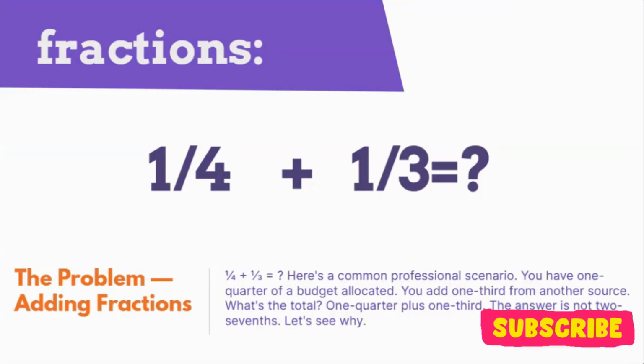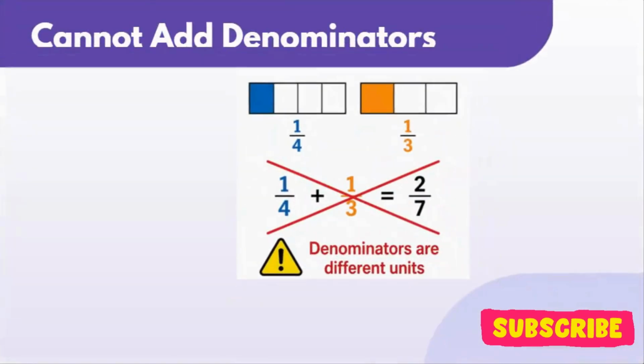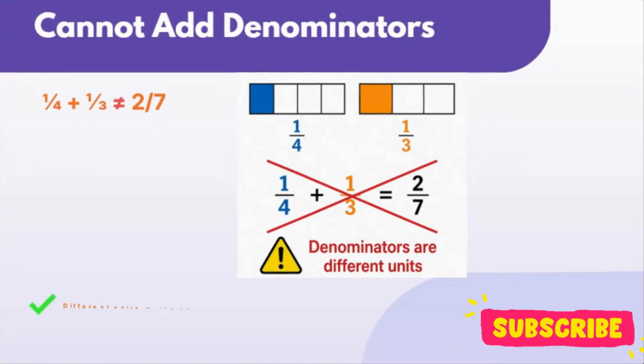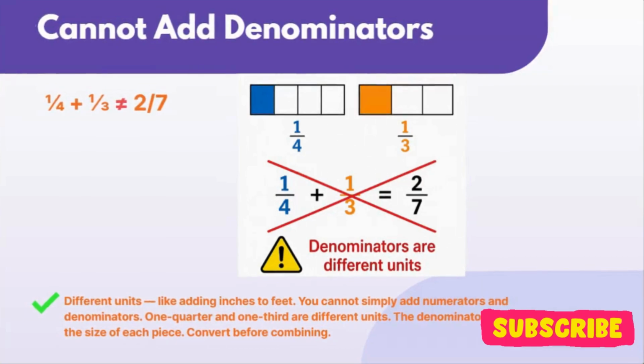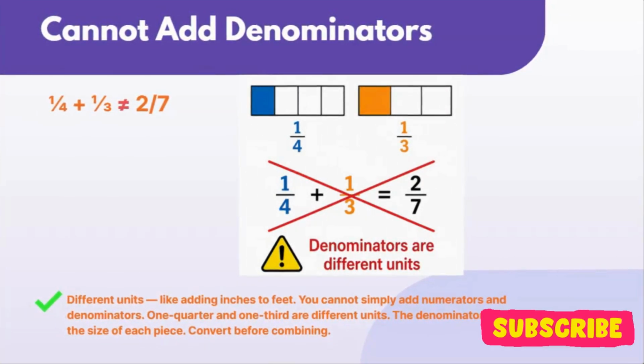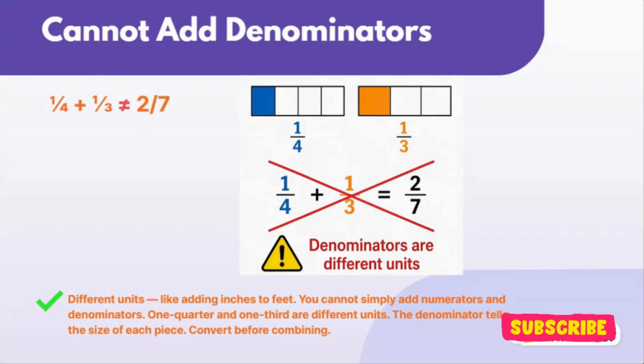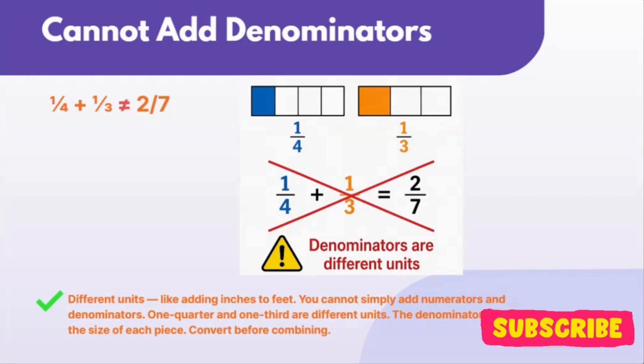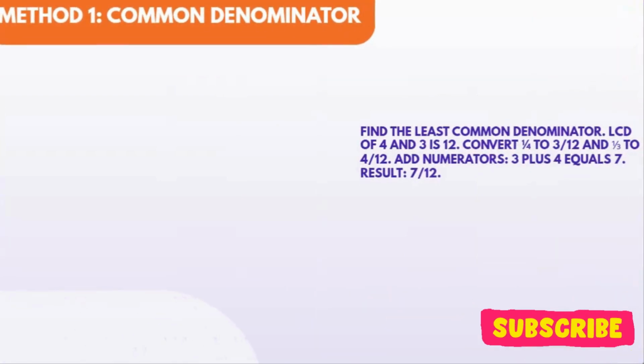Okay, you can also see the professional guide which is given below. The denominators cannot be added because the denominators are different units. Like adding inches and feet, you cannot simply add the numerators and denominators directly. 1/4 and 1/3 are different units, and the denominators show the size of each piece. You have to convert them before combining them, because these are different units. You have to convert them into the same units.